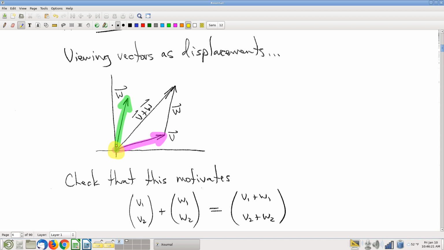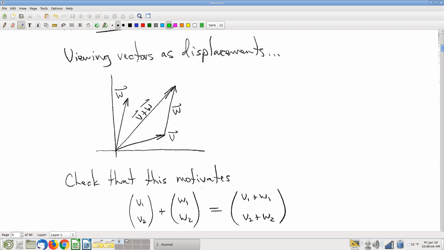Follow the instructions. So let's displace by V, and then from there, let's displace by W. I think it's extremely reasonable and natural, emphasis on natural, choice to make for what it ought to mean to add two displacements. And if that's what it's going to mean to add two displacements, then let that be our choice for how to add two vectors.